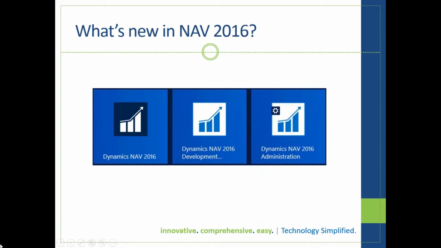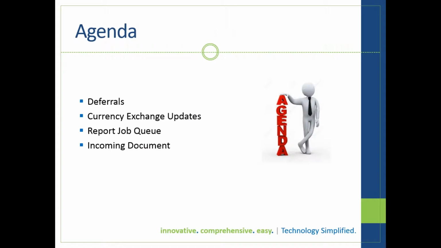Some of you that might be on the line have not made the transition to NAV 2016 yet. This is a preliminary view of what some of the icons will be looking like. The first one on the left is the one that you would be accessing the client, what you see every day when you log into NAV, and the other two are just the development environment and an administrative tool, which is kind of in the background, which your day-to-day users don't use or see, but I just wanted to give you a little bit of a glimpse of what everything looks like.